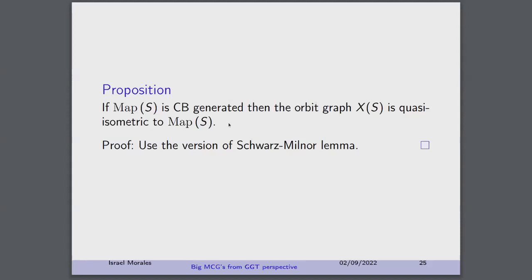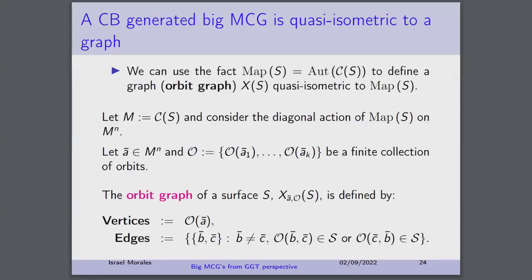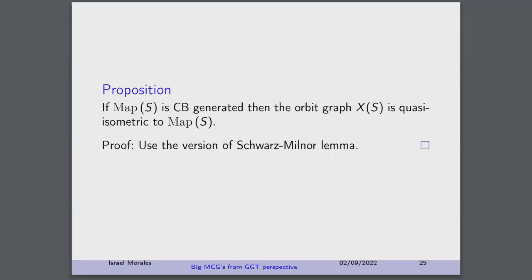The idea is to prove that the stabilizer of this element is a neighborhood of the identity. So the idea is to prove that this neighborhood, which is CB, generates the mapping class group. In this case, that is the generating set, and we use the standard version of the Schwarz-Milnor lemma to prove that the mapping class group is quasi-isometric to the graph.